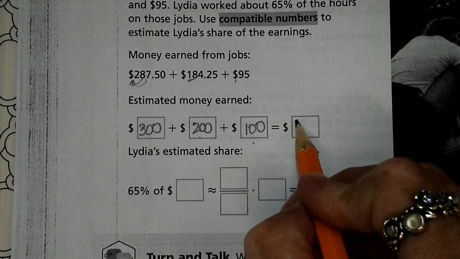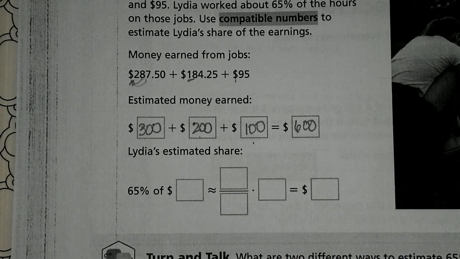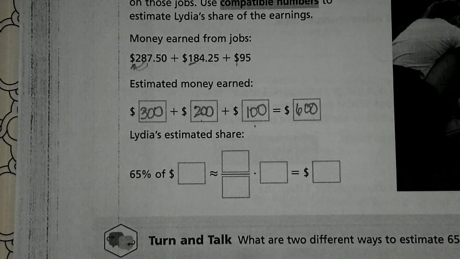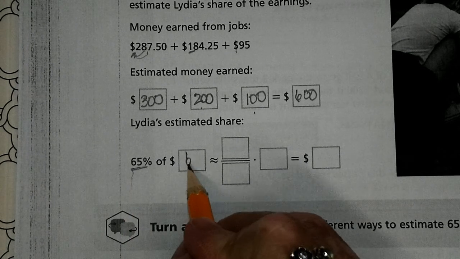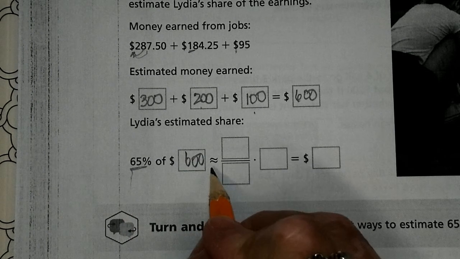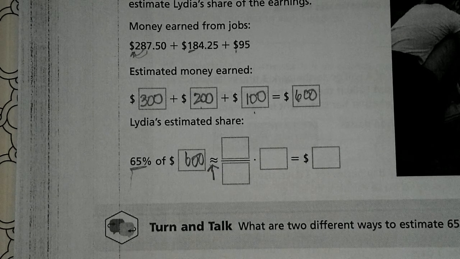3, 5, 600. 600. Yep. All right, so now we need to know what is 65% of 600. Remember, these are approximates because we estimated.